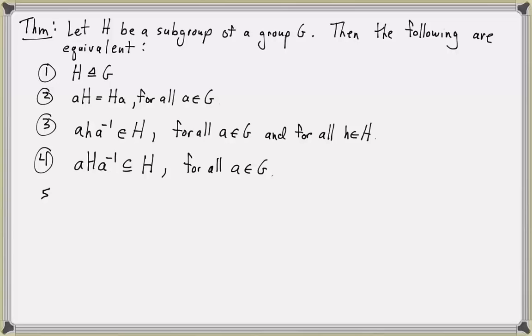And the fifth statement, the conjugate of H by A, so A inverse H A, actually equals the subgroup H for all A in G. So again, statement 1 is just the notation H is a normal subgroup of G. And so this theorem shows that statements 2, 3, 4, and 5 are all equivalent, and therefore any one of these statements could have been our definition of what it means for H to be a normal subgroup of G.